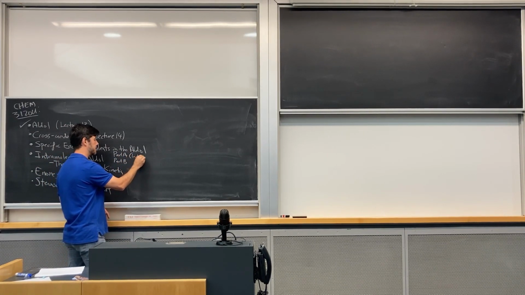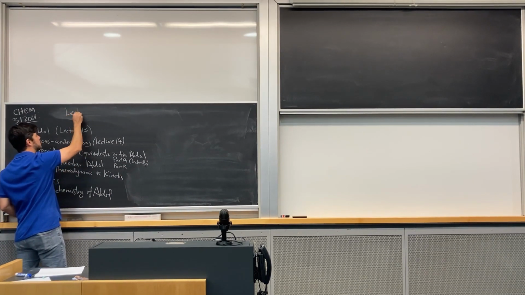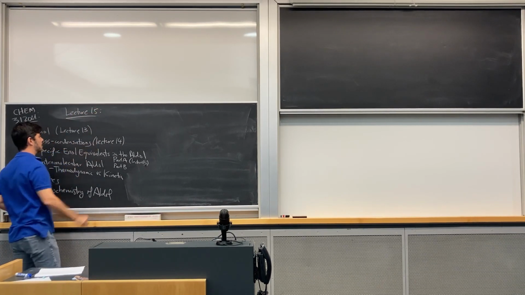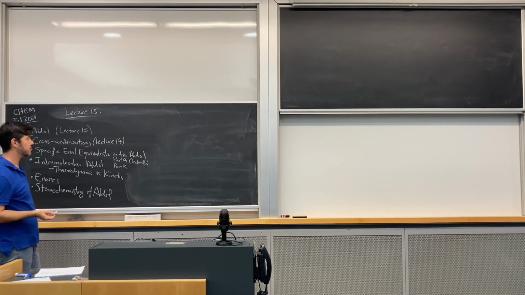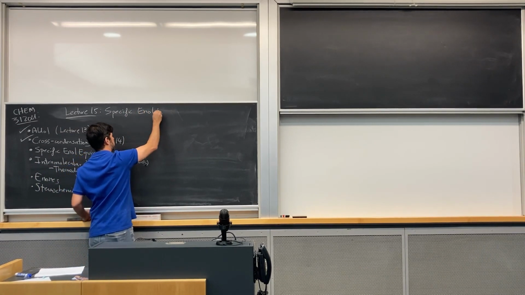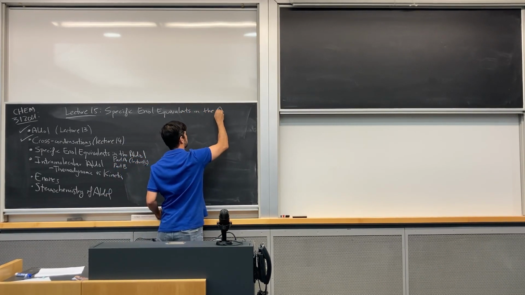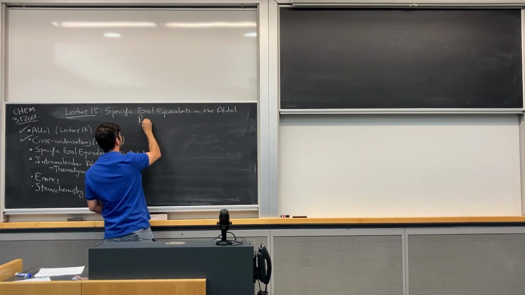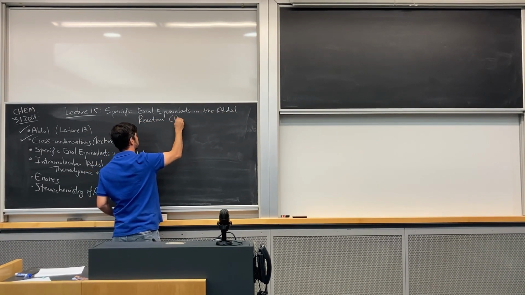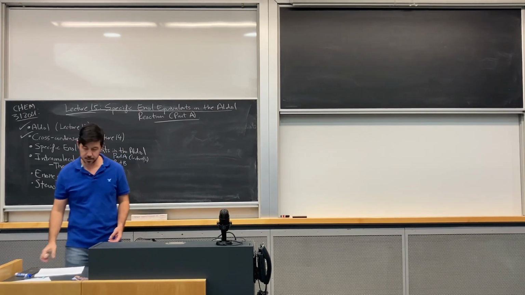So that will be lecture 15, and then 16 will be part B. So moving along our checklist, we've completed this and this. So this is lecture 15, specific enol equivalents in the Aldol reaction. Okay, and as I mentioned, we'll call this part A.